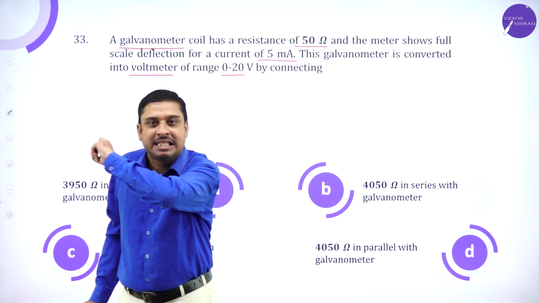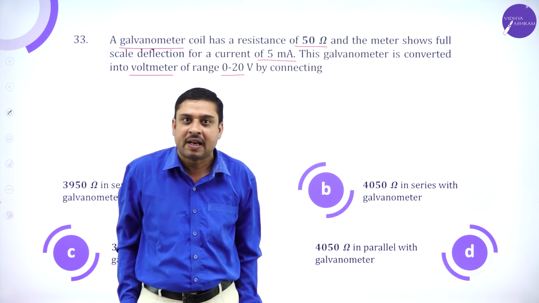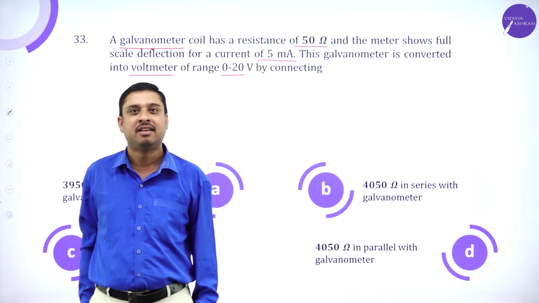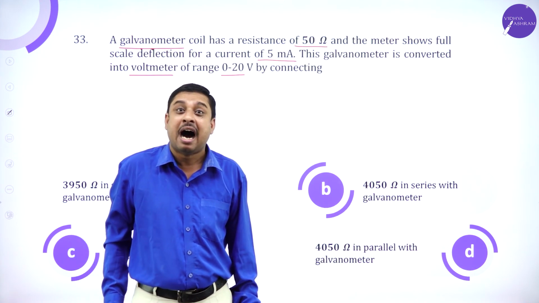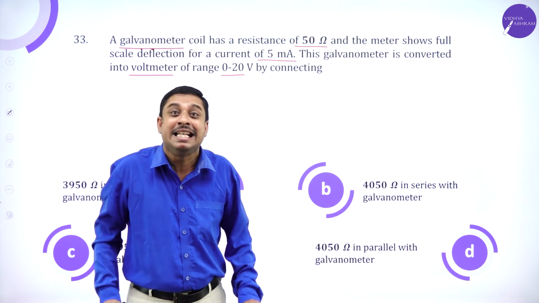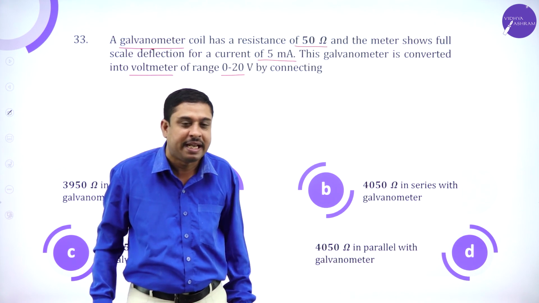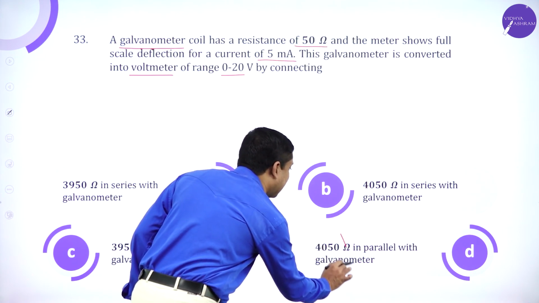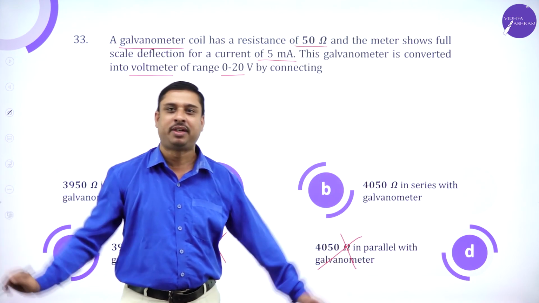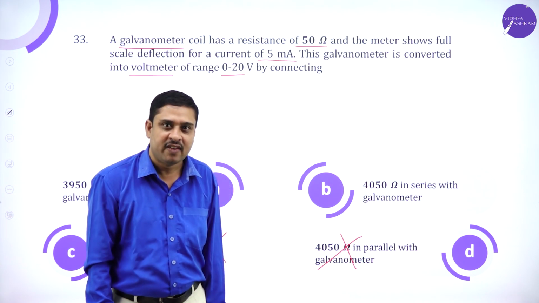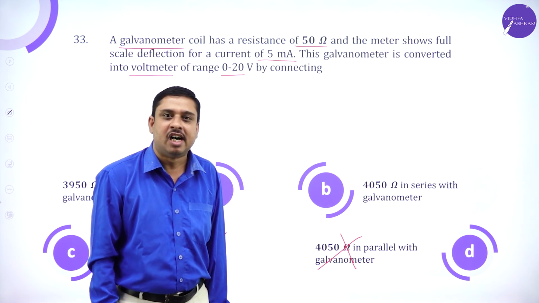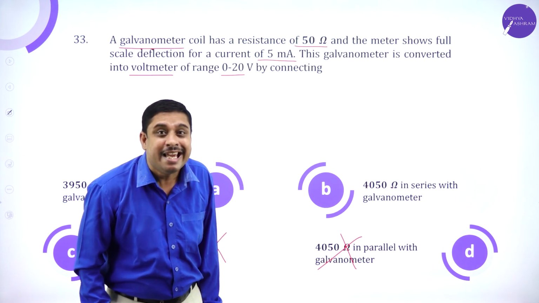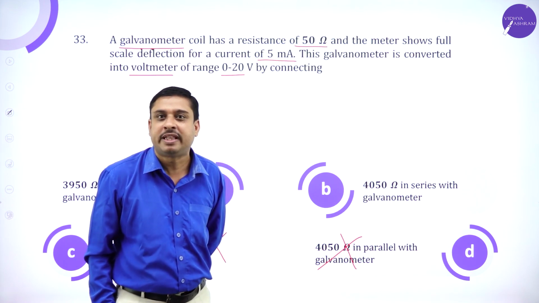When converting a galvanometer into a voltmeter, how did you do the conversion in your labs? Sir, we connected high resistance in series with the galvanometer. So two options where parallel connection is given are wiped out. So a galvanometer is converted into a voltmeter by connecting high resistance in series with it.